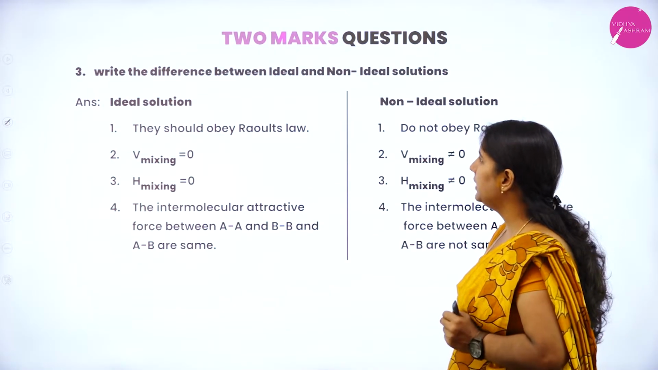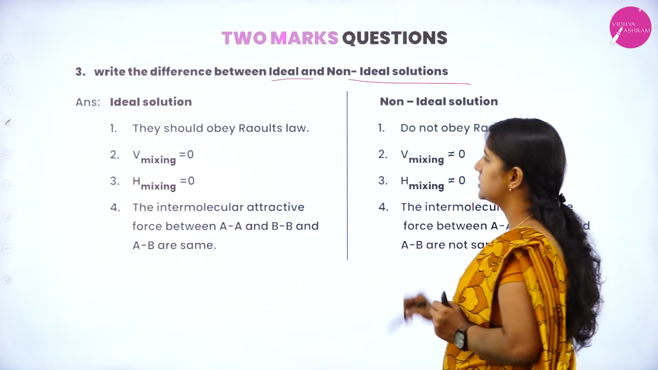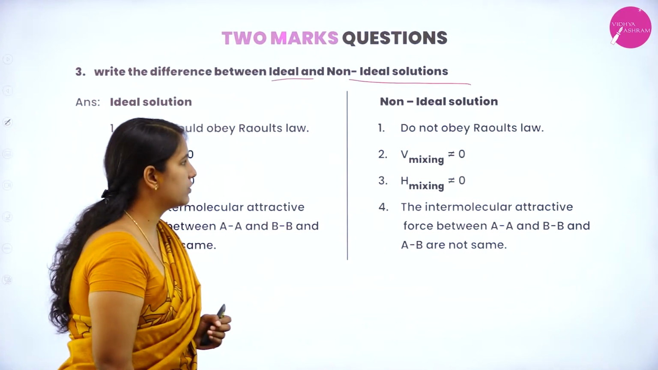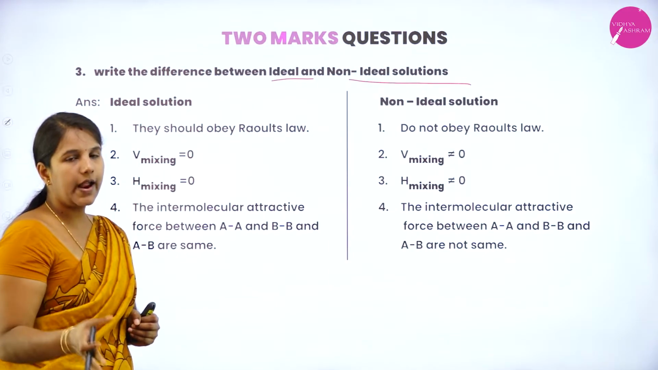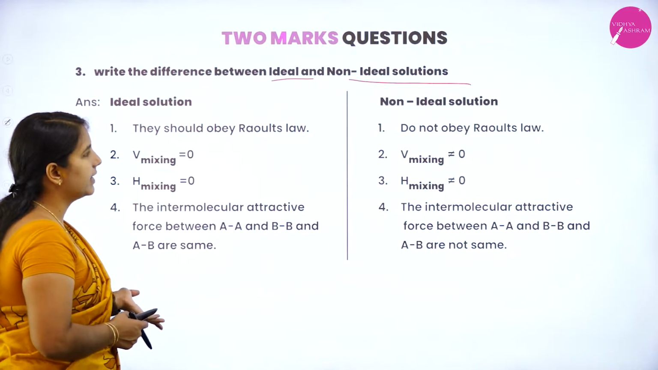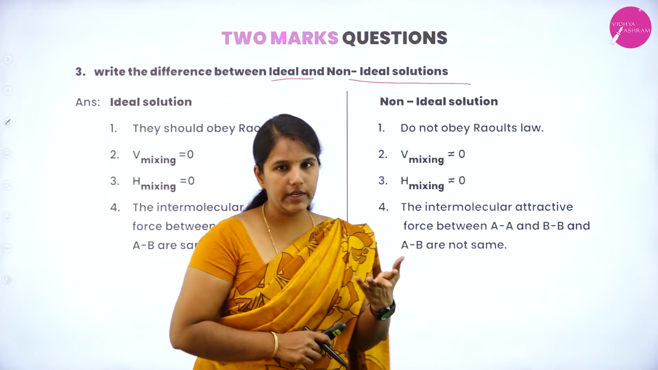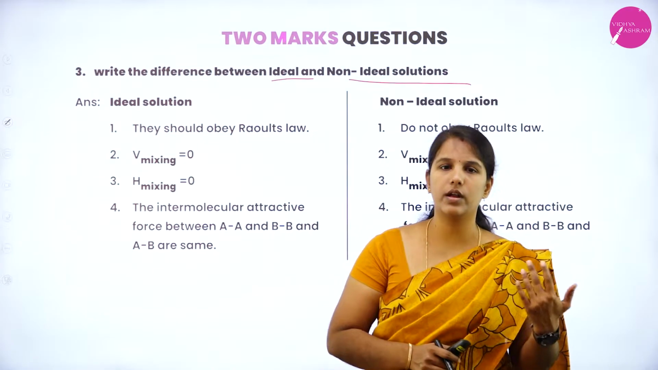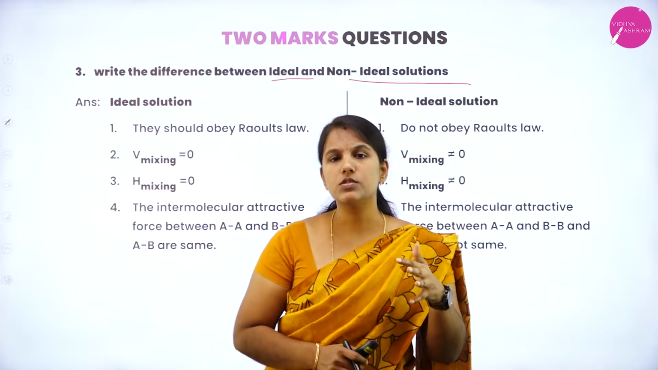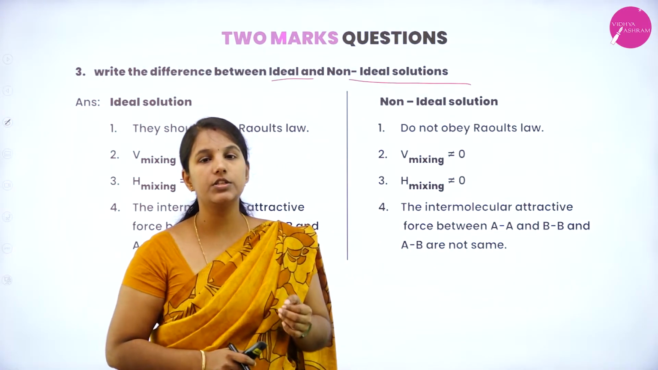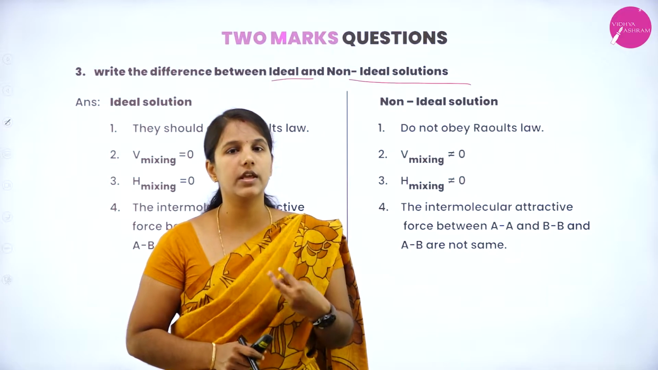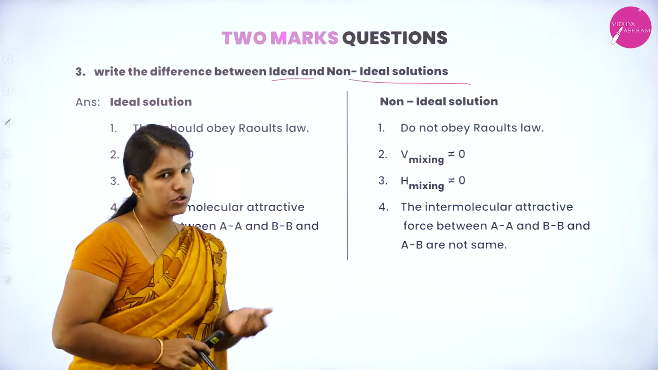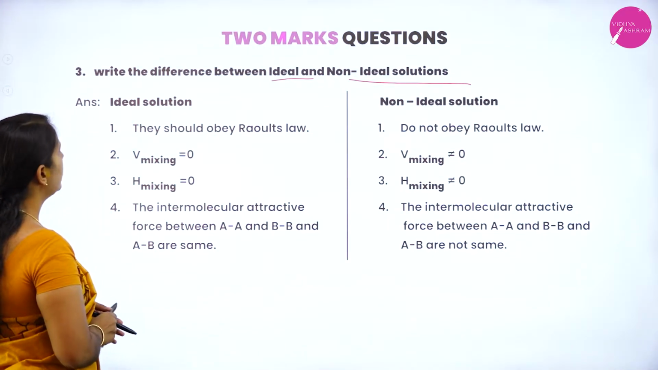Next, write the differences between ideal and non-ideal solutions. This question can also be asked for your board exam as a most frequently asked question. Let us see how to write the differences between ideal and non-ideal solutions. Remember, in non-ideal solutions, again two types are there: positive deviation from Raoult's law or negative deviation from Raoult's law. What are the causes of the deviation, and what is a specific example for that deviation can also be asked. Please go through those examples from your textbook, and the question can also be raised from that point of view. Okay, so let us see the differences now.